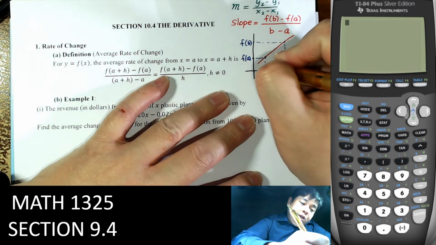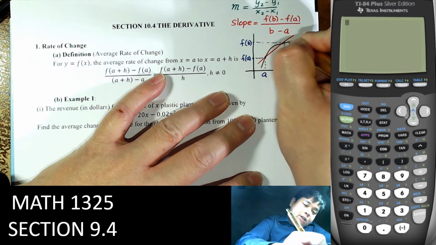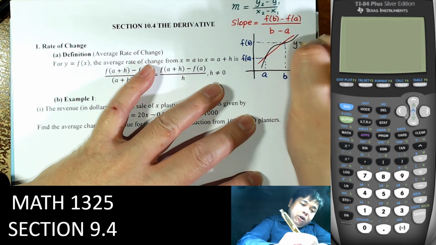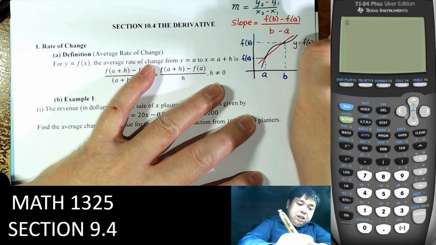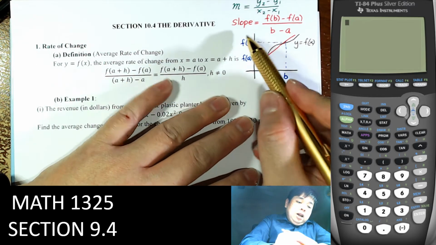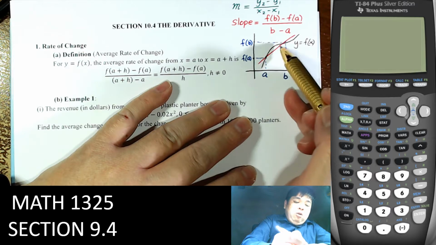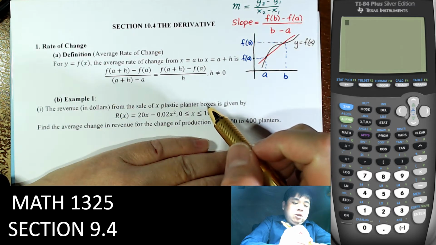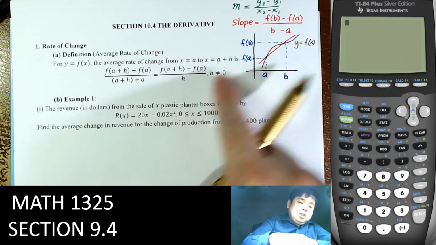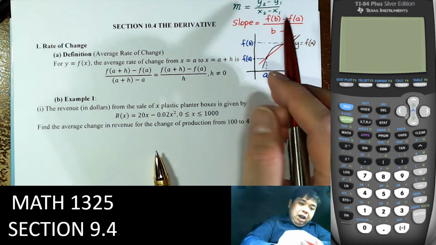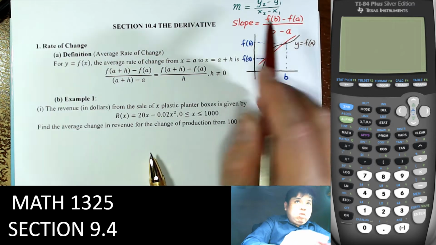For example, we have a curve y equal f of x like this. Then this formula is the average rate of change. So instead of writing like this, we can always use f of b minus f of a over b minus a. That works out perfectly.